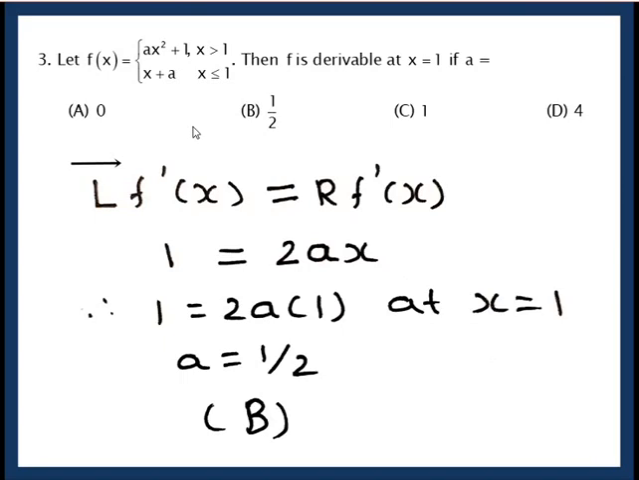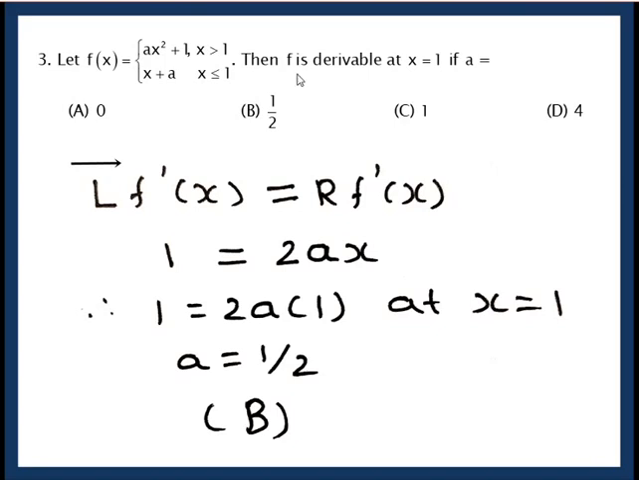Now this is an important one. Let f of x be ax square plus 1 for x greater than 1. f of x is x plus a for x less than or equal to 1. Then f is derivable at x equal to 1 if a equal to.